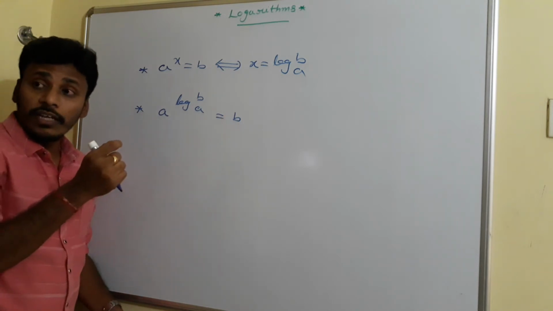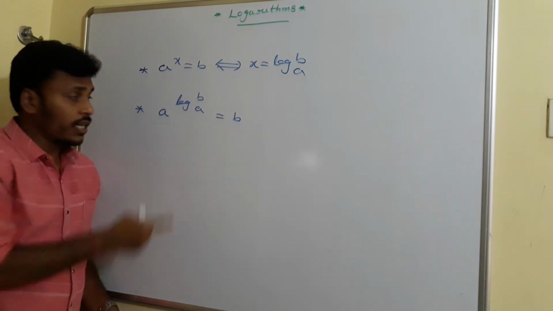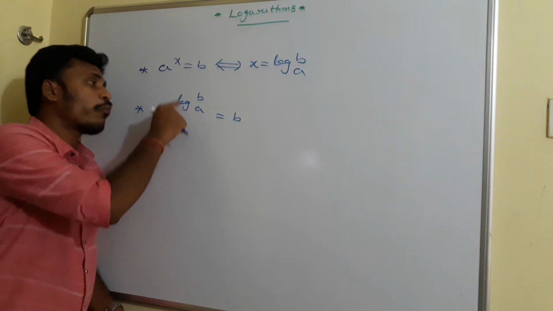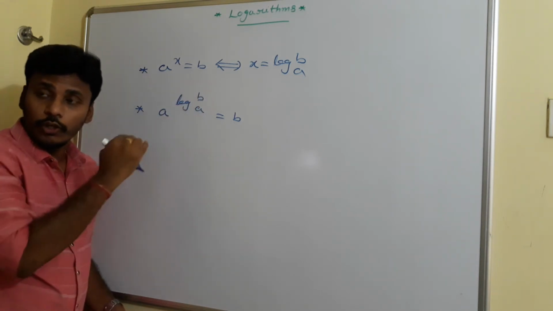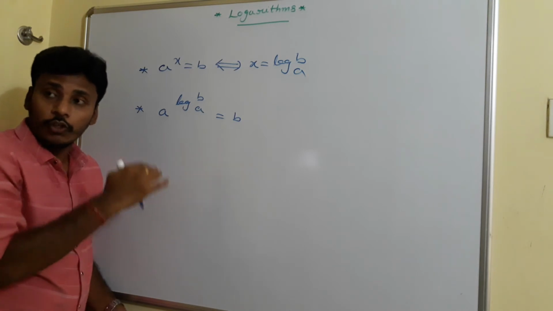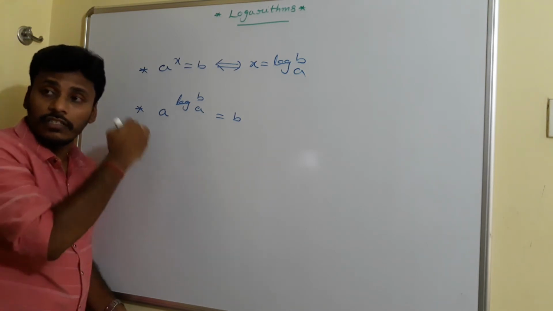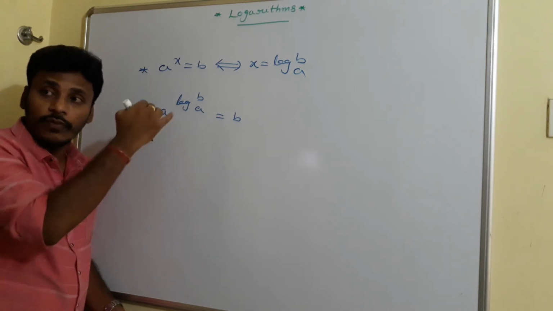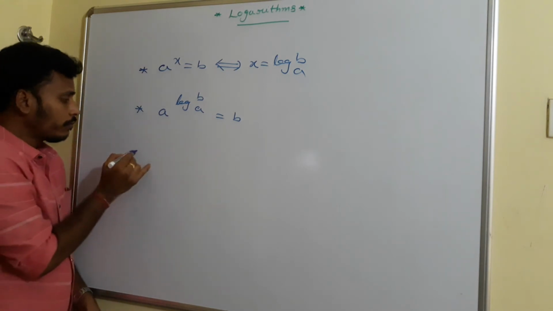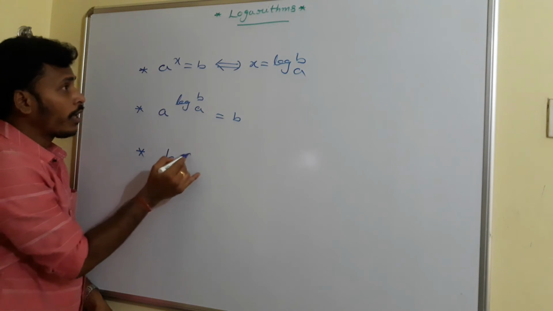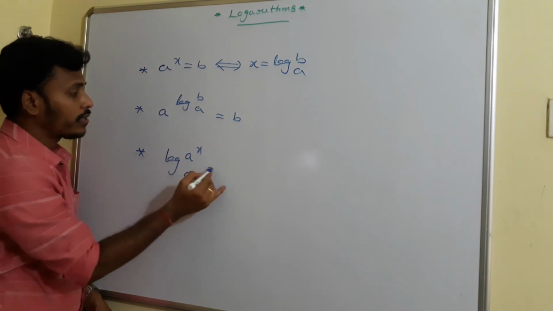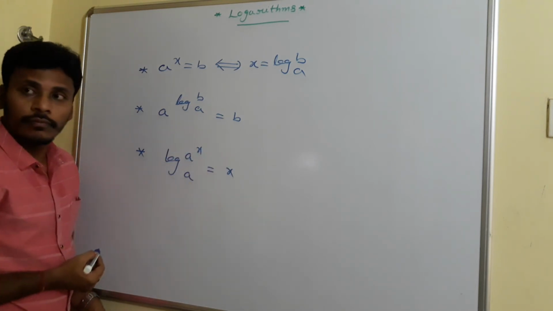Just be cautious in writing also, right? a to the power logarithm of b to the base a. Don't mix all those things, right? You need to maintain the difference. You need to show the difference between this a and that a, that base as well as power, all those things, right? And the next thing is, like this, logarithm of a to the power x base a is equal to x, right?